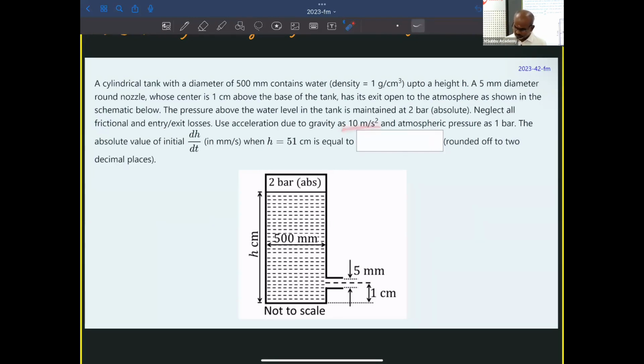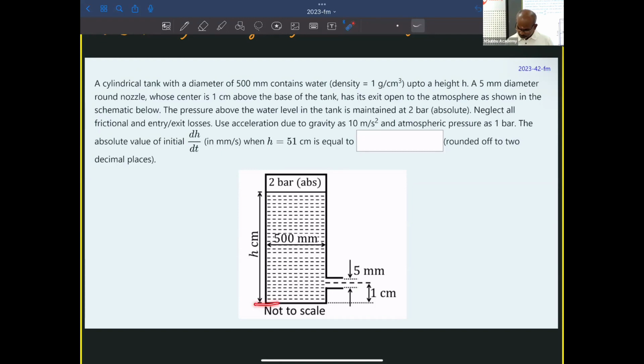Using the acceleration due to gravity as 10 meter per second square and atmospheric pressure as 1 bar, we need to find the change of height with respect to time, dH by dt, when h equal to 51 centimeter. Of course, dH by dt is a function of height, because as the height reduces, the rate of fall will also reduce. Initially you have higher velocity because of higher head available. With h decreasing, the velocity will reduce, which will affect the change of height with time. So we need to find this dH by dt when h equal to 51 centimeter.